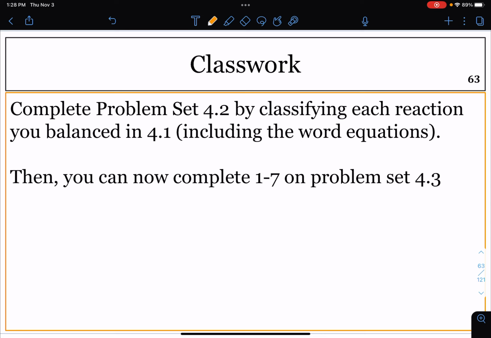So you can now complete problem set 4.1 and 4.2, plus you can go on to the first 7 problems on 4.3.